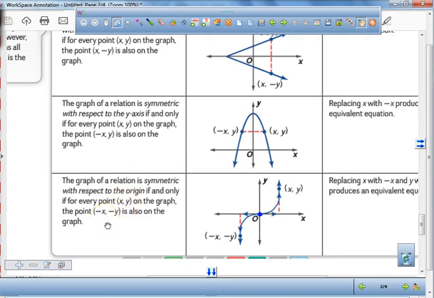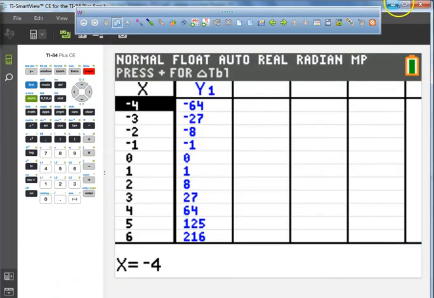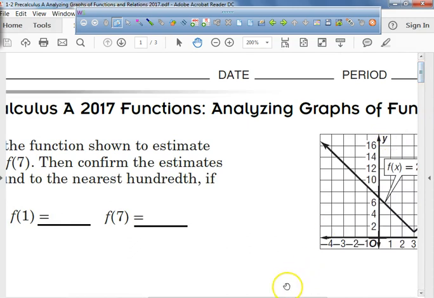So you're going to be asked to find what type of symmetry your graph is. Okay? Line symmetry, pretty easy to see. Point symmetry, you're going to have to look at your graph and test it. Okay? So what are we going to do first? The very first thing I want us to do is analyze our very first graph right here.